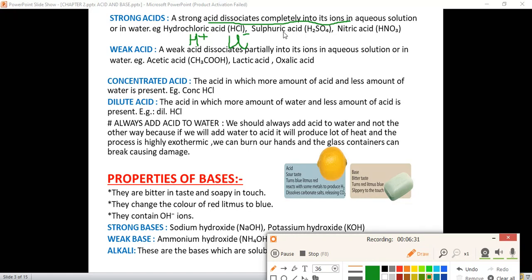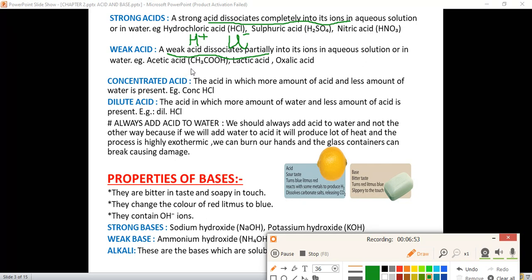Other examples of strong acid are sulfuric acid and nitric acid. They will also break down into their ions when dissolved in water or any aqueous solution. Next one is weak acid. A weak acid dissociates partially. Partially means incomplete dissociation, incomplete breakdown of acid will take place in aqueous solution or in water.